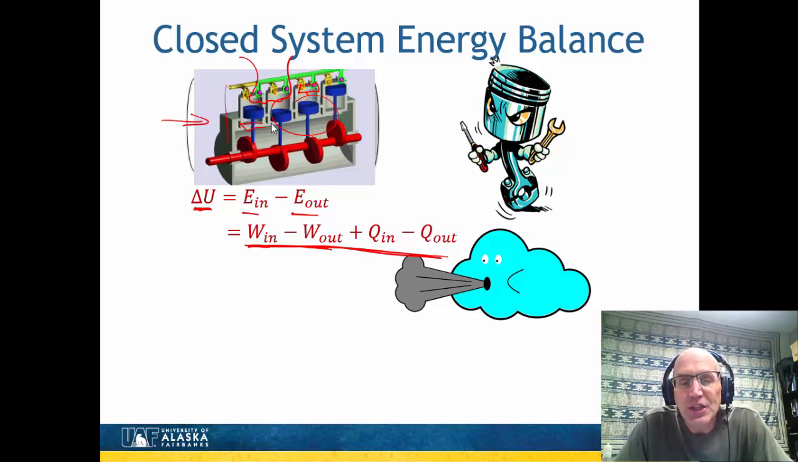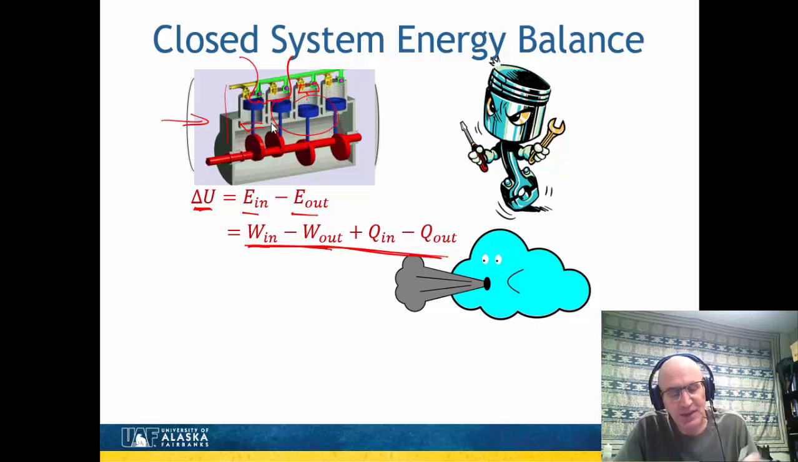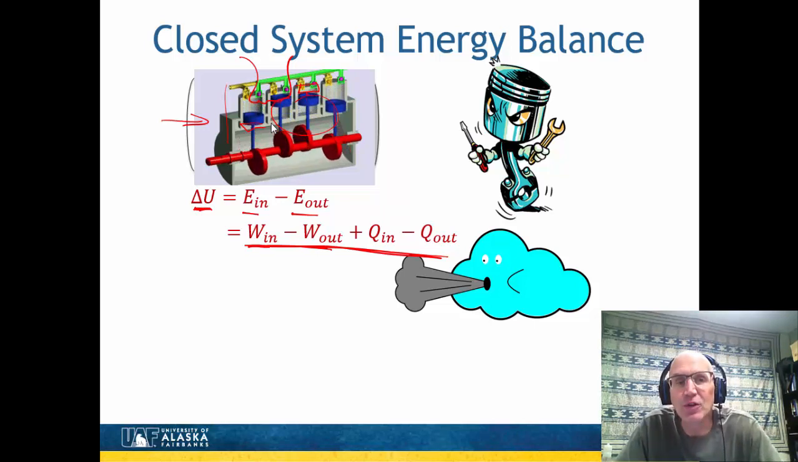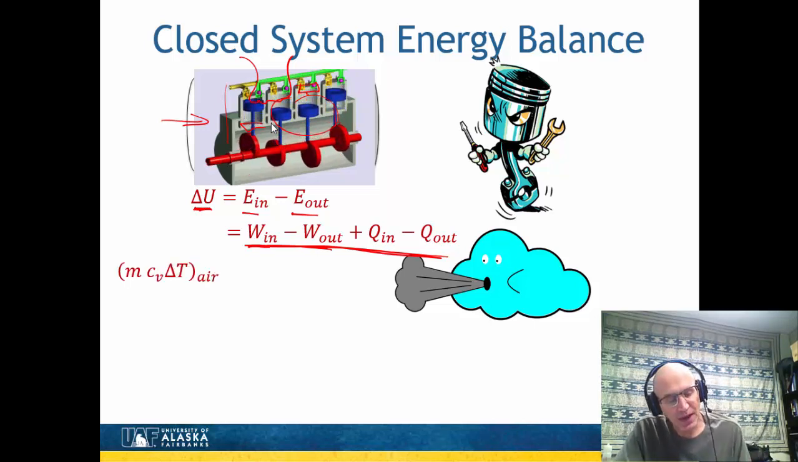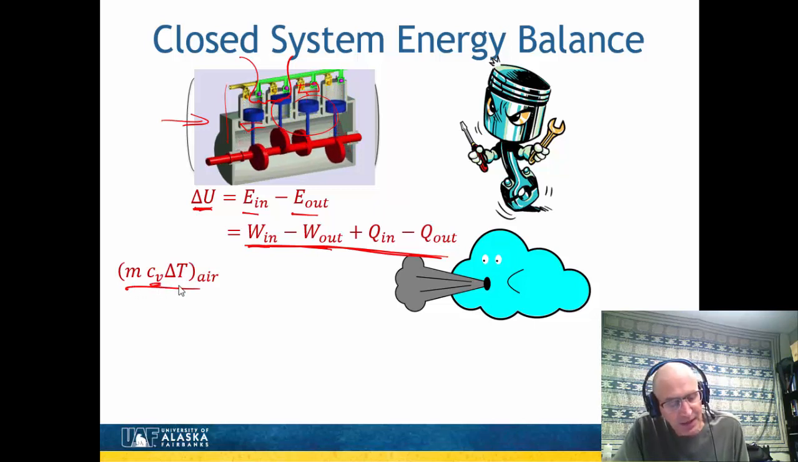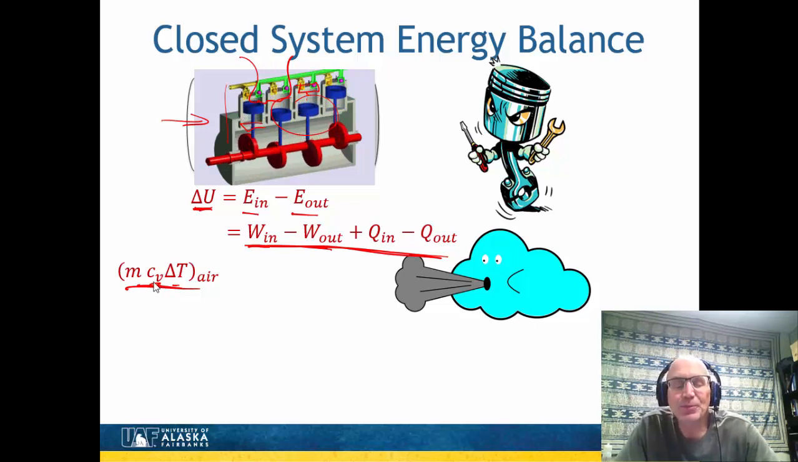Another simplification we can use is that the material inside here is primarily air. There's only a little bit of fuel, and we're just going to approximate that as air, which means for the left-hand side, our energy, we can assume that's an ideal gas, and we can replace our change in internal energy with the mass times C sub V times delta T. So we're going to replace our delta U with m C_V delta T.